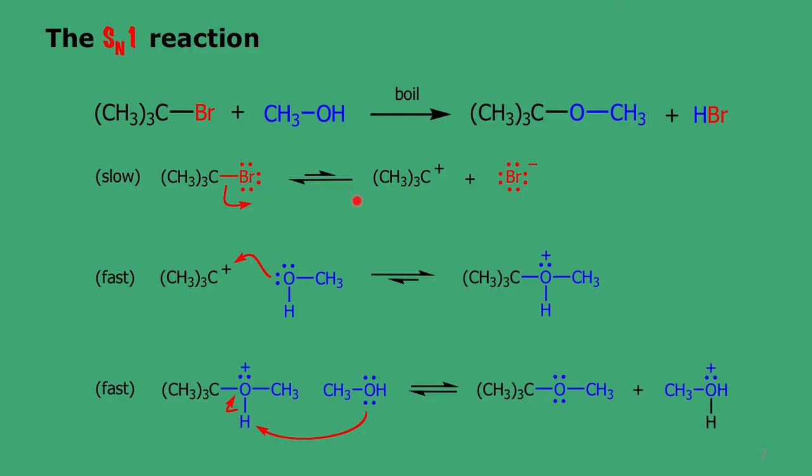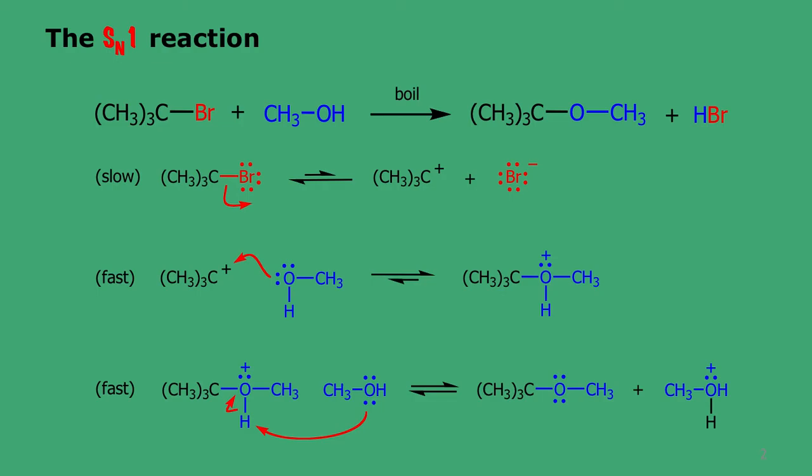Notice the equilibrium arrows here, that we are going uphill. The important thing is that some of this carbocation is produced. And this is a reasonably stable carbocation. It is a tertiary carbocation. The carbon that bears the positive charge is attached to three additional carbons. You'll notice that bromide is our leaving group.